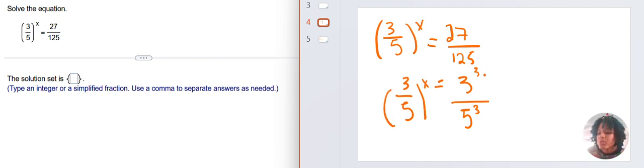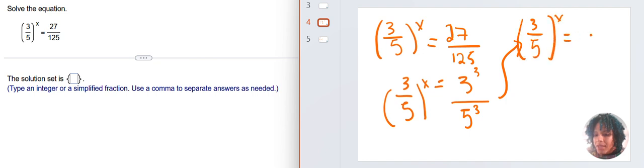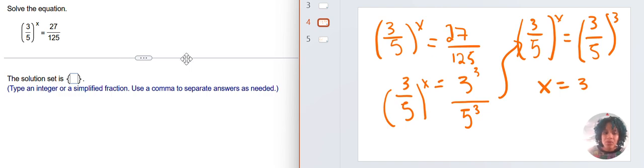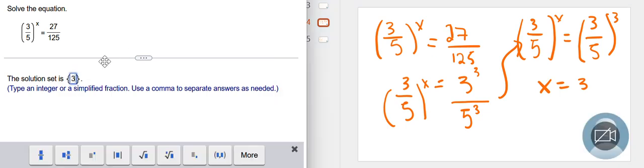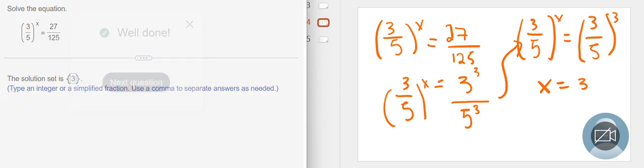Now, in my rules of exponents, I can go ahead and rewrite this as 3 over 5 raised to the 3rd, because the exponent goes to the 3 and also to the 5. So I can rewrite this so it looks this way. And now my bases are the same, so they will cancel. Therefore, x equals 3. So now let's go on the other side and type 3 and see what we get. Yay! So let's do the next question.